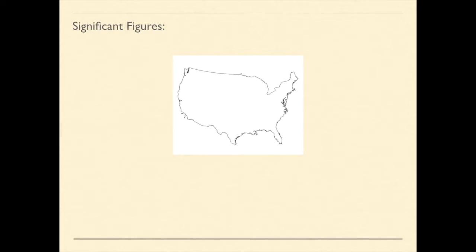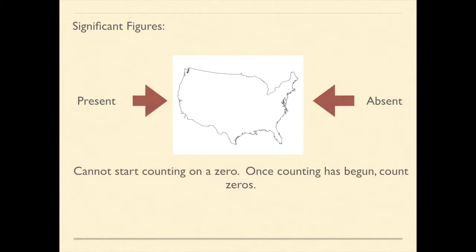Now, looking at the United States, the ocean on the left-hand side would be the Pacific Ocean, and the ocean on the right-hand side would be the Atlantic Ocean. And so what I say is that if the decimal place is present, then you are going to be counting from left to right. If the decimal place is absent, then you're going to be counting from right to left. Now, one other rule that you need to keep in mind: you cannot start counting on a zero, but once you start counting, you may count zeros.